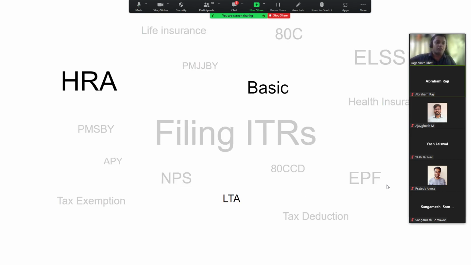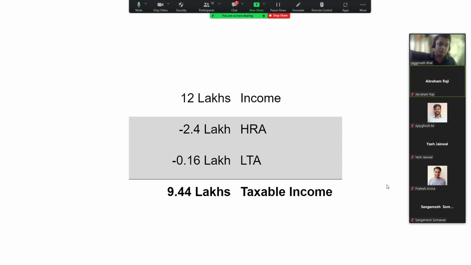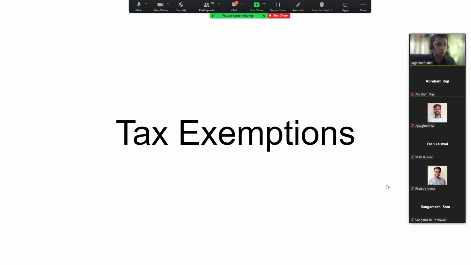So now we have covered HRA basic and LTA, and these two that we did fall under tax exemptions. Now I'll define what tax exemptions are. Tax exemptions are basically things that you would regularly spend on, but the government has said, if you spend on these things, you don't have to pay taxes on them.